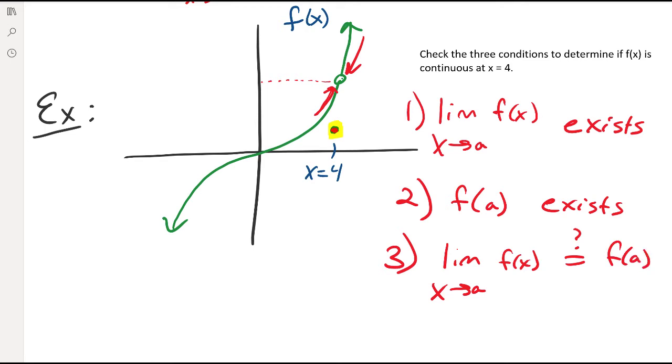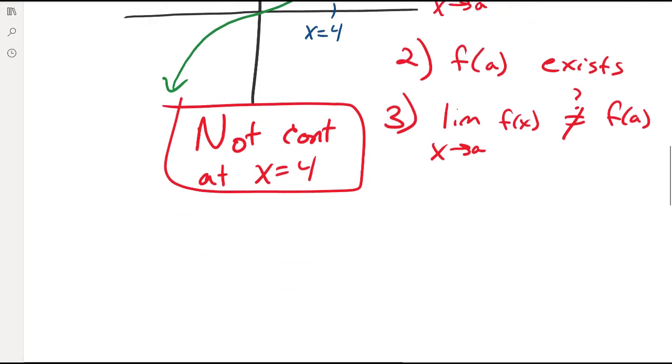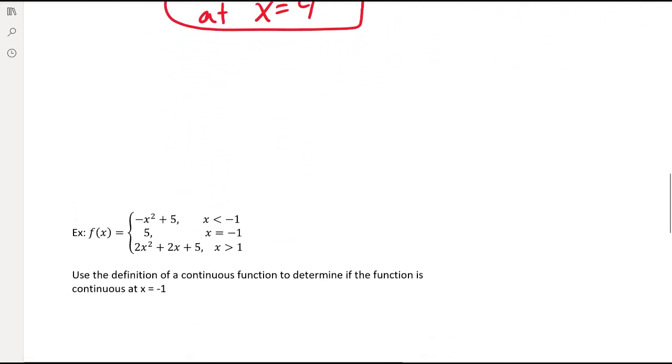And we can see that they're not, right? The limit for the graph at x equals 4 is up here, the open dot, whereas the actual function value is down below in that closed dot. So because of that, we can say the limit does not equal the function value f of a. Therefore, we can say this function is not continuous at x equals 4. Okay? So make sure when you're doing your homework that you understand why it's not continuous, because you will be asked to select that. All right. Next example.